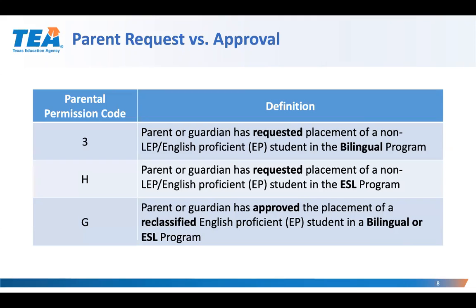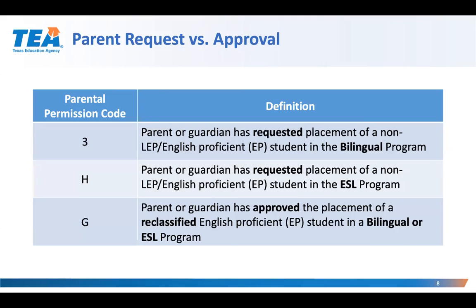Code G, however, is utilized when the parent or guardian has approved the placement of a reclassified English proficient student in a bilingual or ESL program. So, Code G would be utilized when a student has been identified as an English learner, has then met reclassification, but the parent is approving continuation in a bilingual or ESL program for that student who is reclassified as English proficient after being coded as an English learner.